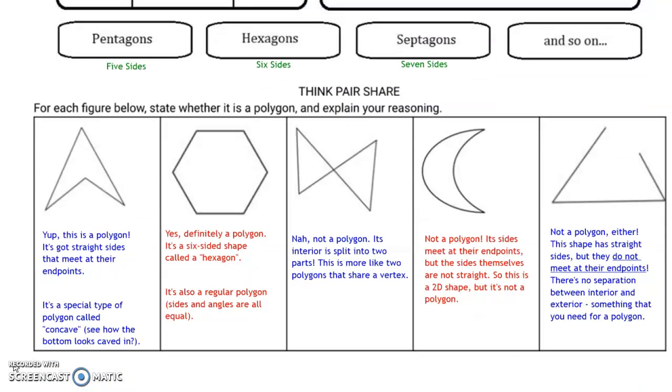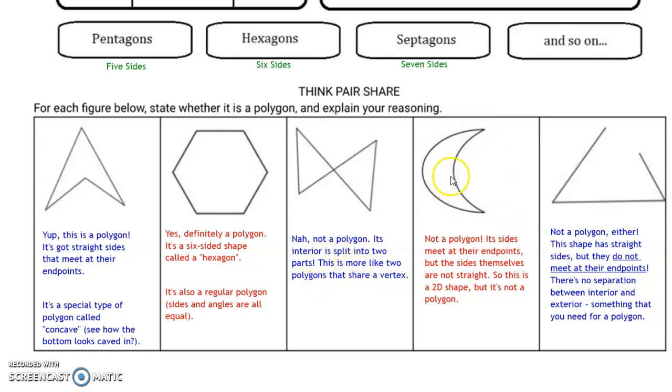All right, here are the correct answers. You can tell that this is a polygon and so is this. They're both straight-sided shapes with sides that meet at the endpoints, and they have an interior and an exterior. This one's not a polygon because it's got 2 different interiors, doesn't count. It really is more like 2 polygons that share a vertex.